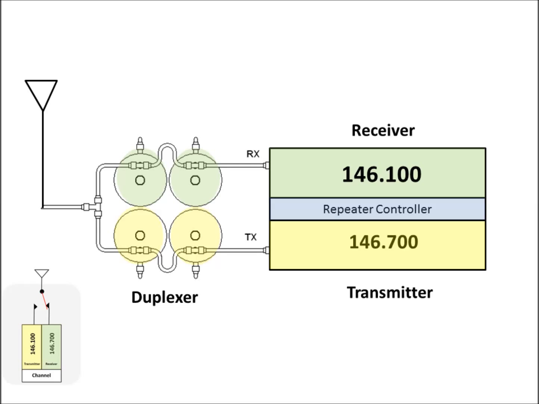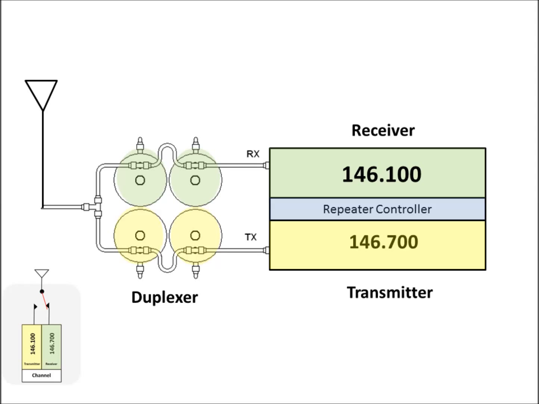So you have the receiver, a repeater controller, and then the transmitter. And what you should notice here is the transmit frequency in the walkie-talkie is actually the receive frequency of the repeater. And the transmit frequency of the repeater is the receive frequency of the walkie-talkie.